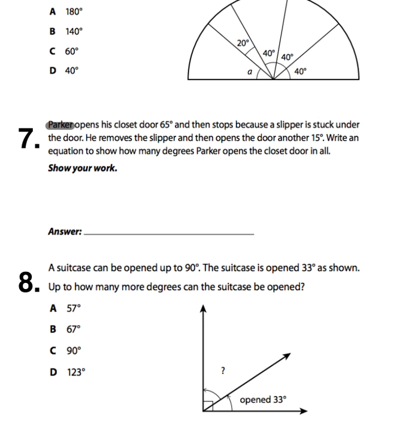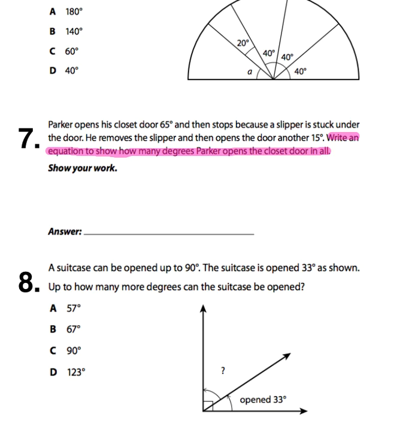All right, let's read it again. Parker opens his closet door 65 degrees and then stops because a slipper is stuck under the door. He removes the slipper and then opens the door another 15 degrees. Write an equation to show how many degrees Parker opens the door in all. All right, what is our goal? To write an equation to show how many degrees Parker opens his closet in all.